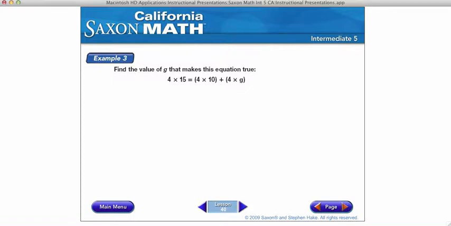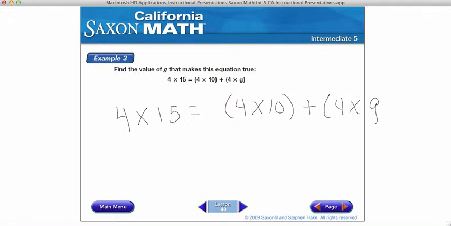Find the value of g that makes this equation true. So I'm going to rewrite it really quickly. 4 times 15 equals 4 times 10 plus 4 times g. Well, this is just the distributive property drawn out. I've multiplied 4 times 15, and 15 is 10 plus 5. So here's my 4 times 10. I'm going to add it to 4 times 5. So g over here equals 5.